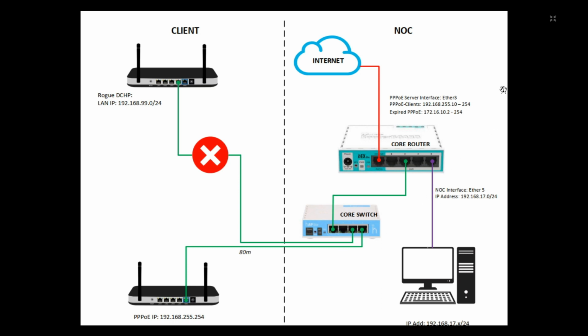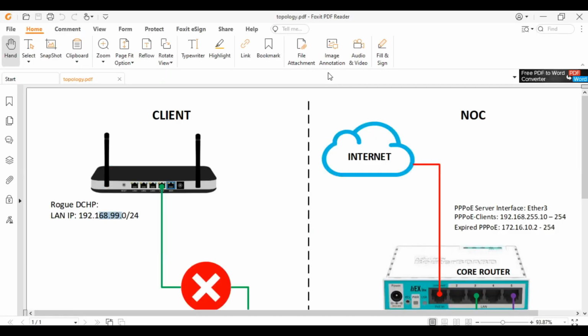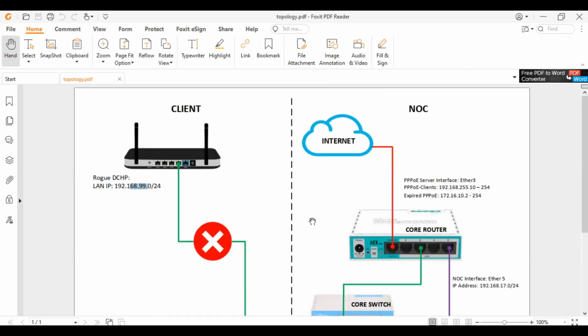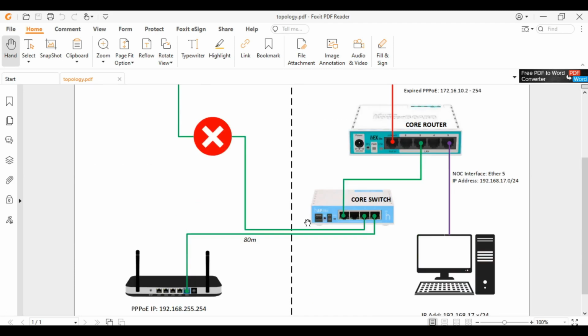I will do an actual demonstration first on this topology. Take note that the rogue DHCP address is 192.168.99.0. So if we access this router and do DHCP configuration in the WAN setting, it will get an IP address coming from the DHCP rogue router. So let's get started with the demonstration. I'll access this router.